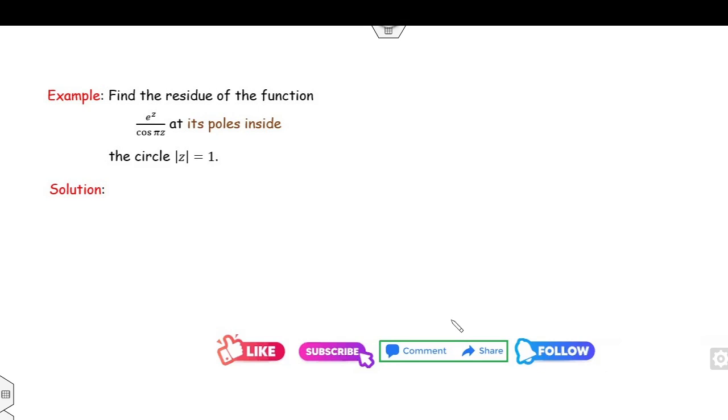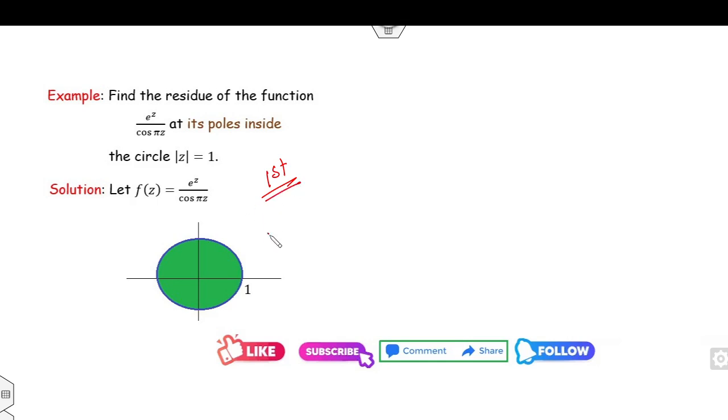Look at the next question. Find the residue of the function on the circle. So you can draw the circle. This is the first method, which I can tell you with the help of the poles.